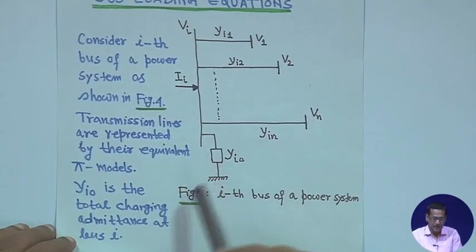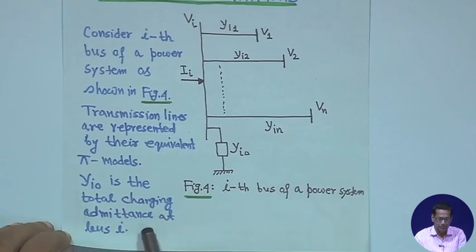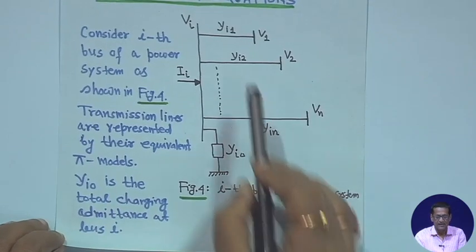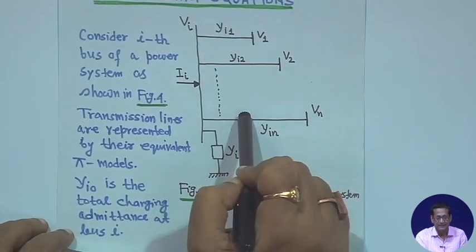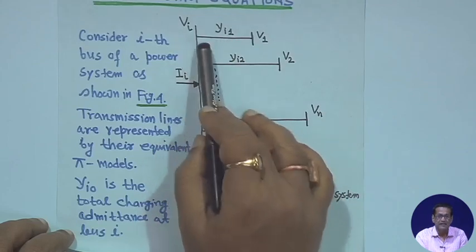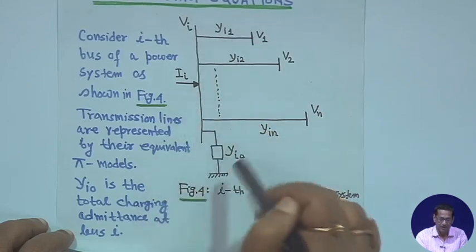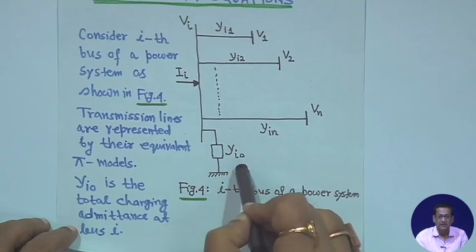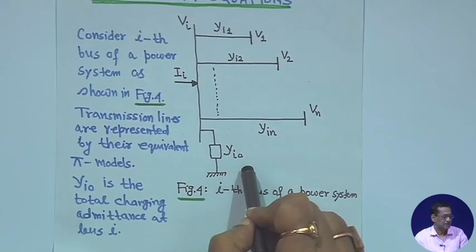We have taken the pi model, that is why y_i0 I am writing is the total charging admittance at bus i. That means, for all the lines taking the pi representation, whatever comes to this side, half of this, sum it all up, and that is y_i0 for this bus, right.